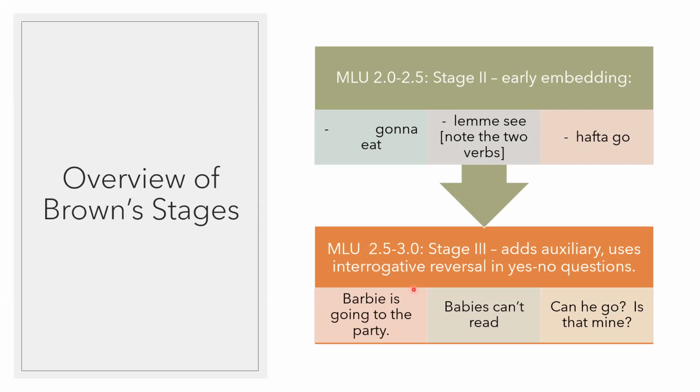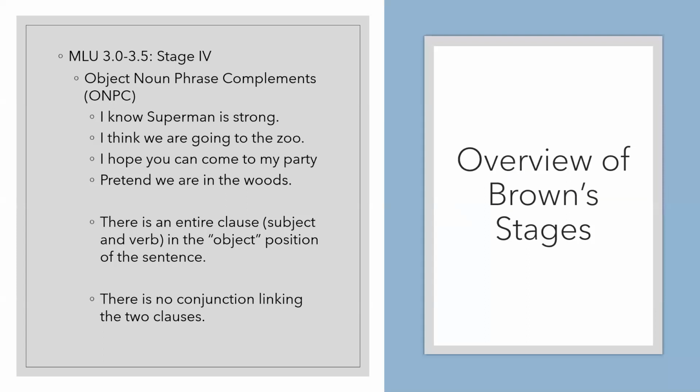So at this point, we're adding auxiliary verbs. We're using the interrogative reversals like, "Can he go?" And we're starting to use yes/no questions like, "Is that mine?" Things like that. So we're getting into more and more complex syntax.